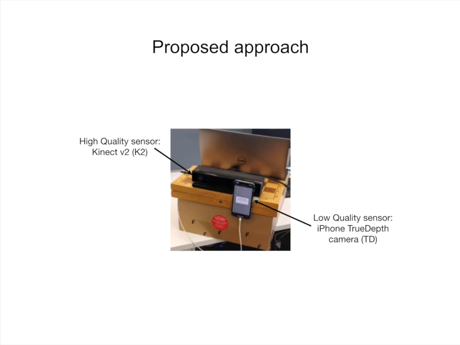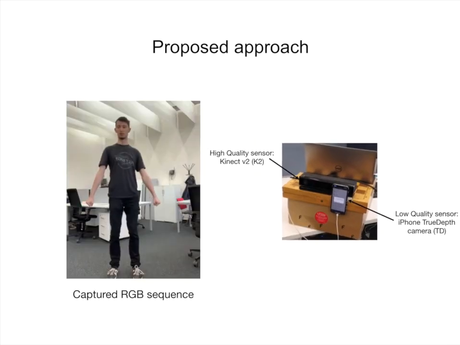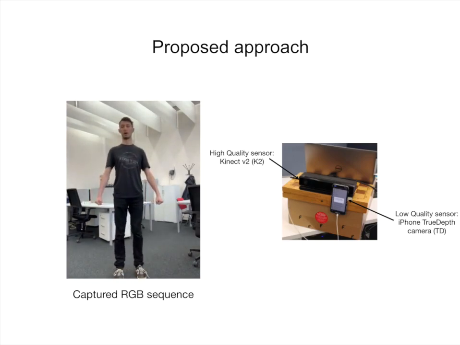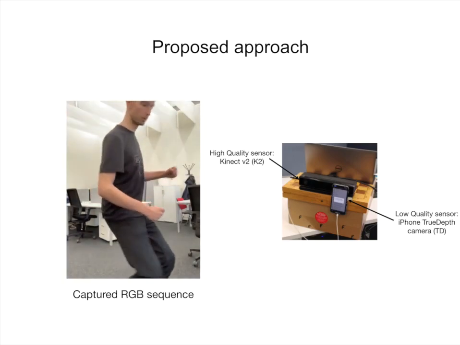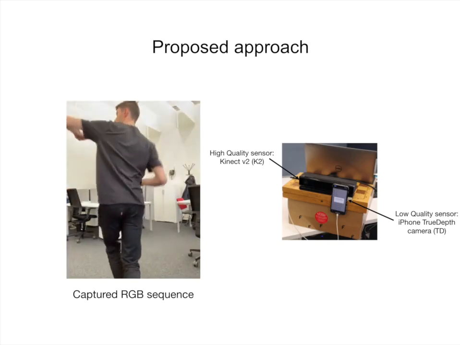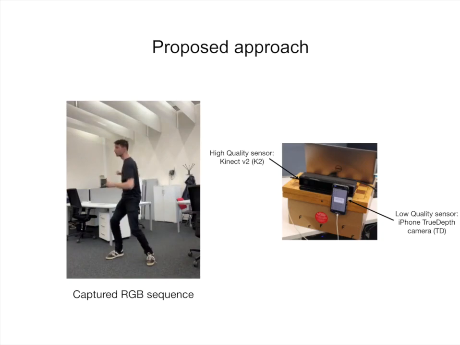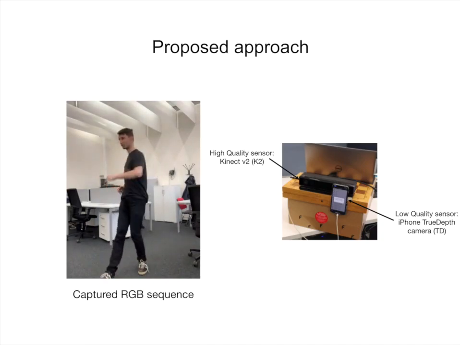We record simultaneous RGB-D sequences with unsynchronized lower and higher quality cameras. Here is an example of a captured sequence. We solve a challenging problem of aligning sequences both temporally and spatially. The created dataset consists of people captured in a variety of poses and lighting conditions, using the shown rig.